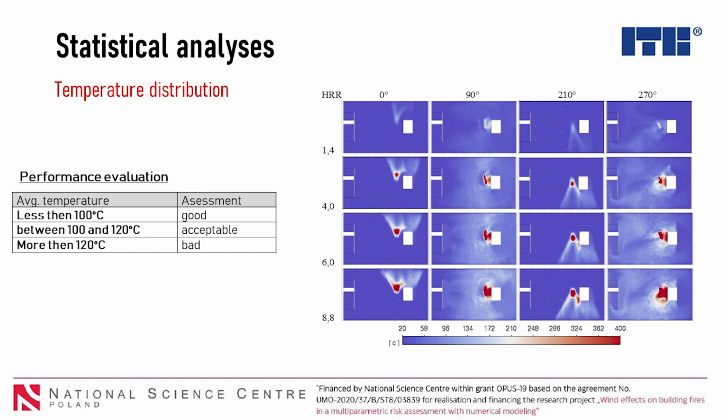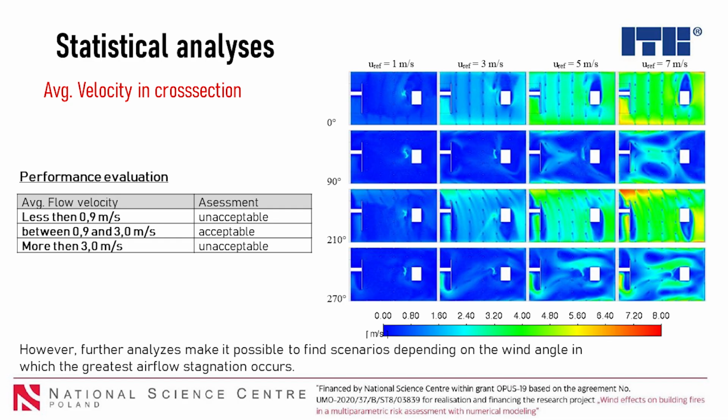Another parameter is the average temperature at a height of 2 meters above the floor. If the average temperature is less than 100 Celsius degrees, the system is good. If between 100 and 120 Celsius degrees, it's acceptable. But if the average temperature on that level is higher than 120 Celsius degrees, the system is bad and the situation is unacceptable. The third variable is the average velocity in a cross section.